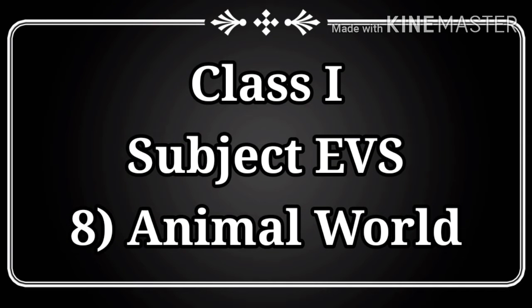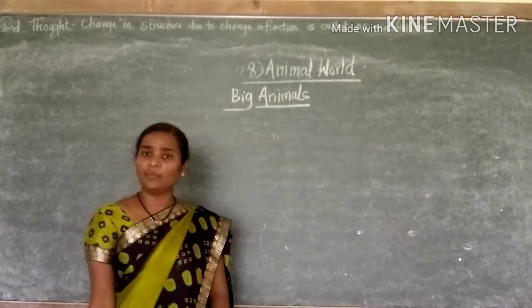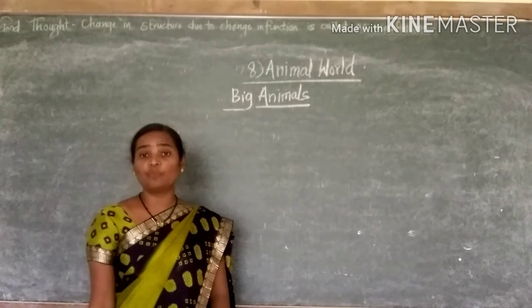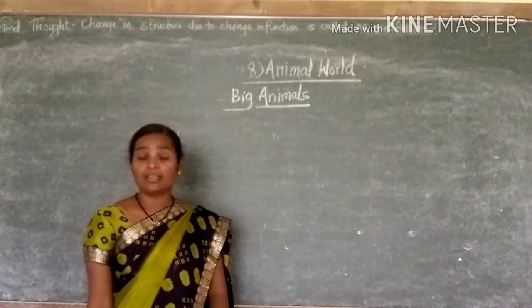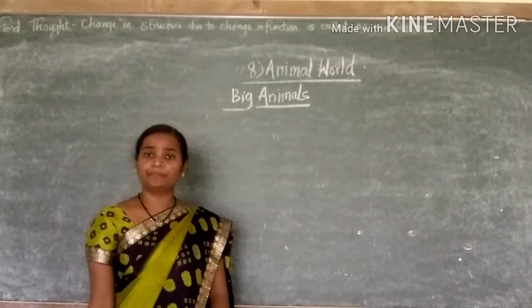Students, here we have to see lesson number 8, that is Animal World. Students, before this we have learned about the plant world. In that we have seen the different types of plants. Okay, now we have to see the animal world.